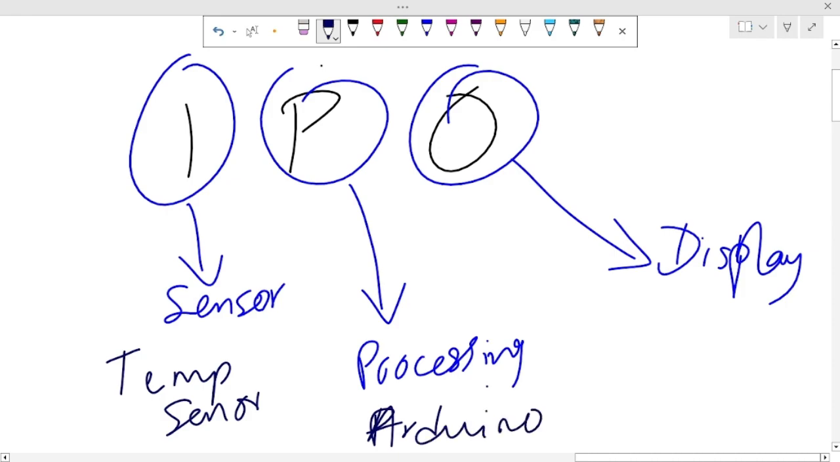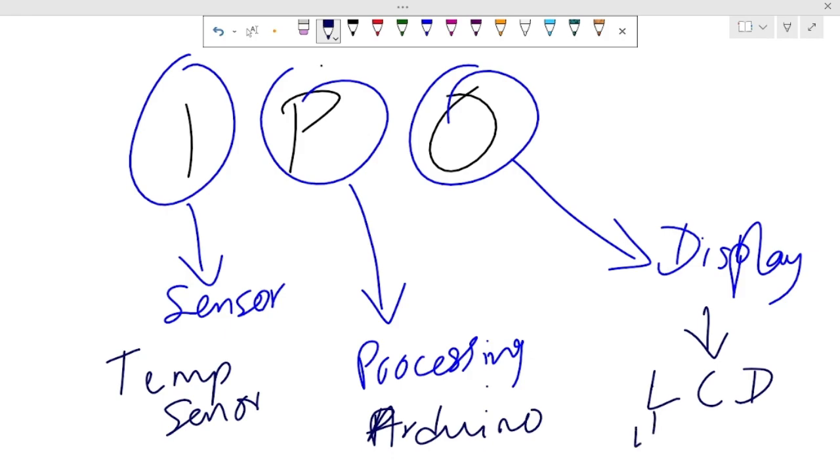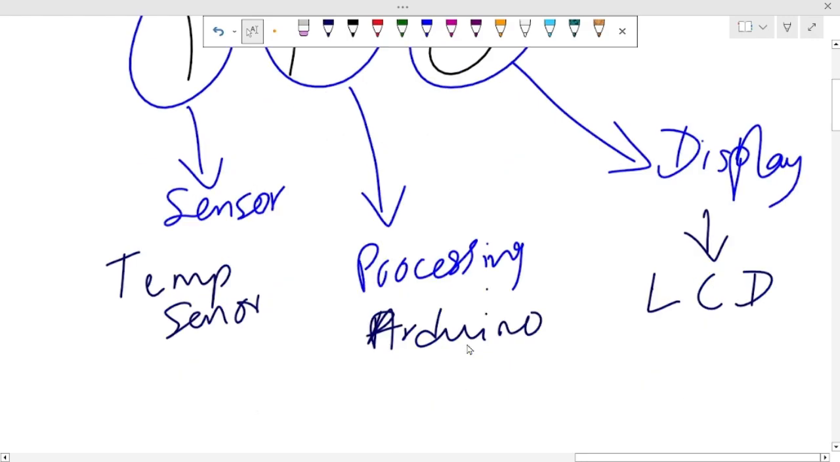Then for the display unit, we need something to display. The most common display, and if it's something we did in our coursework, we will know what we use as our display, right? But this one, we didn't do this particular one as our coursework. But of course, it's the LCD, which is liquid crystal display. So these are our major components: input, process, output. So let's continue.